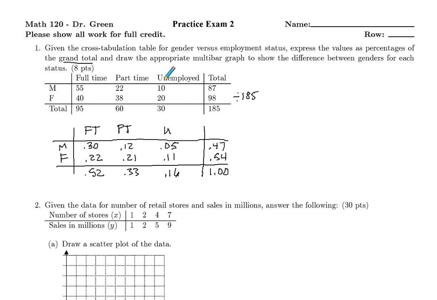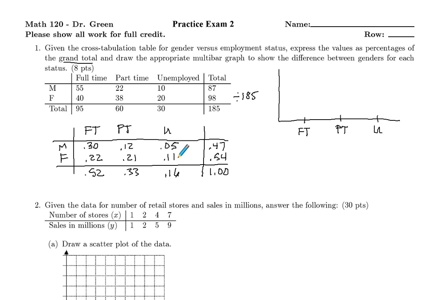And then let's see here, draw an appropriate multi-bar graph to show the difference between genders for each status. So we want to show the difference between the two genders for each status. So for the full-time status, we want to be able to see male and female difference. For the part-time status, we want to see male and female difference. And for the unemployed, we want to see male and female difference. So we're going to have 3 sets of 2 bars in this particular multi-bar graph: a set of bars for full-time, a set for part-time, and a set for unemployed.